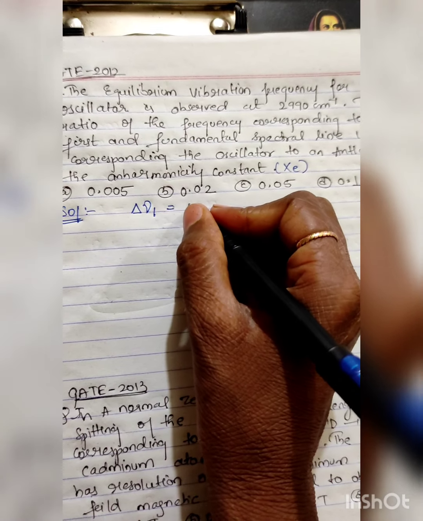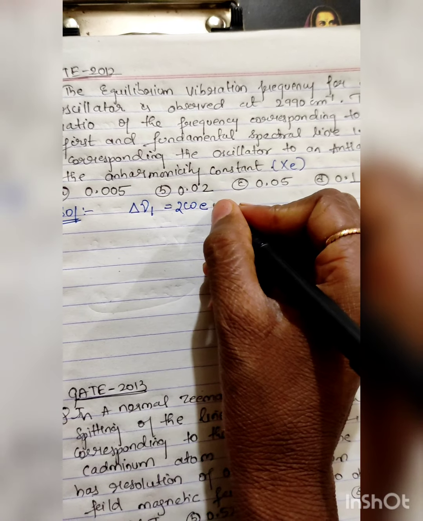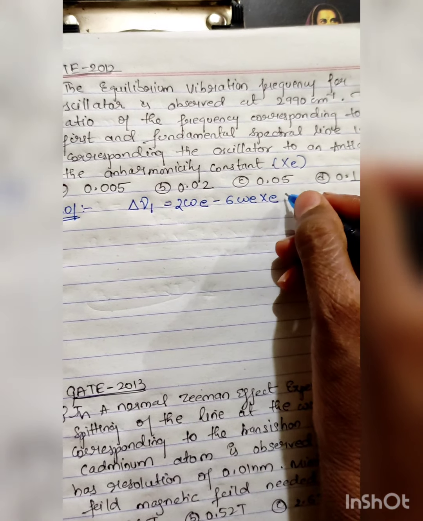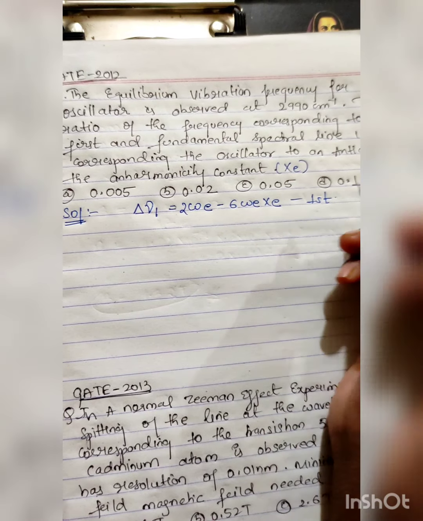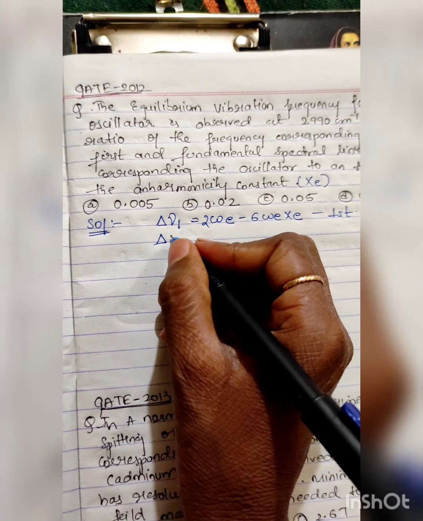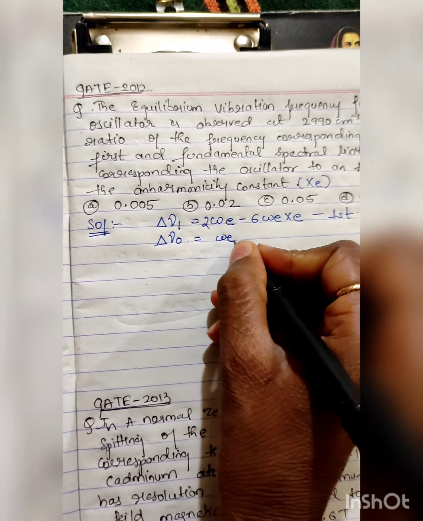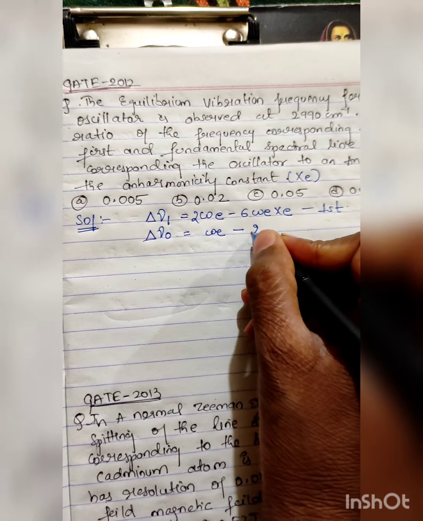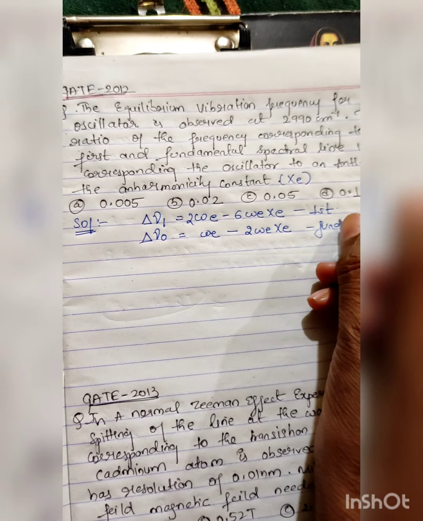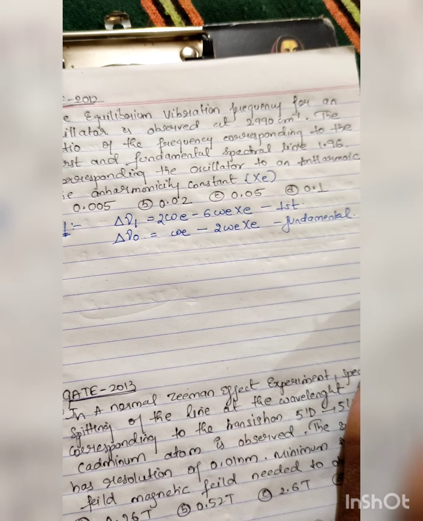Delta nu 1 is 2 omega e minus 6 omega e xe. This is for the first overtone. And for the fundamental spectral line, I will represent it as delta nu naught, that is omega e minus 2 omega e xe. This is for the fundamental band.